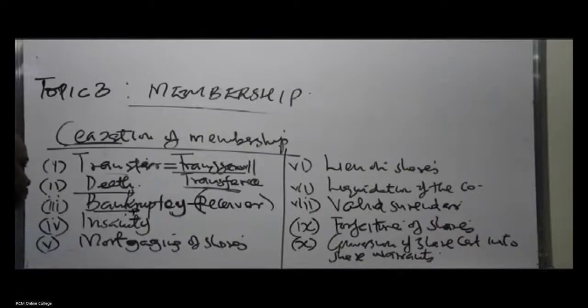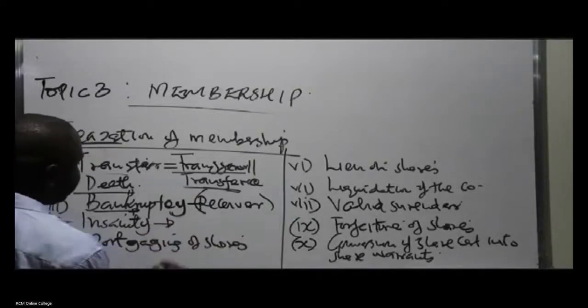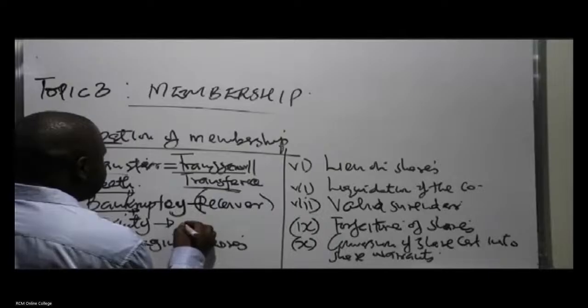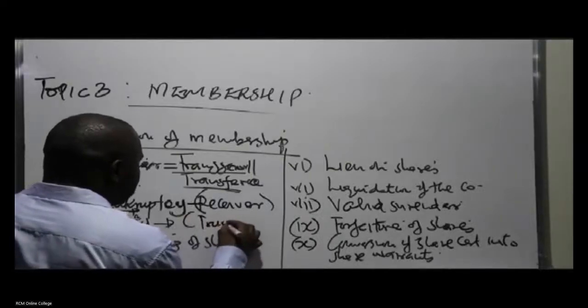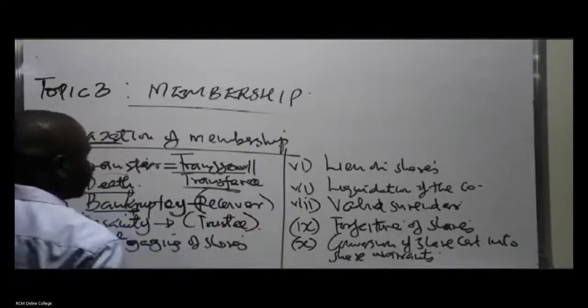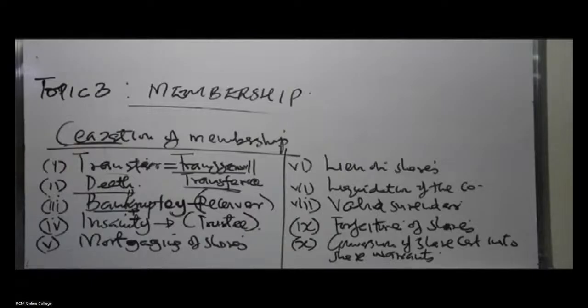Insanity, an insane party. Sometimes they are incapacitated to undertake certain contracts or agreements. As a result, part of what they can end up losing is membership of the company. And the shares, they can bequeath them to a trustee. So they'll enter into a trustee agreement where a trustee will hold these shares and manage them on their behalf. So we call it, in case of insanity. So mortgaging of shares.